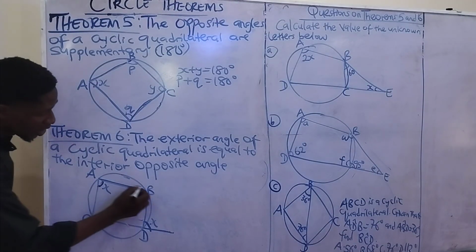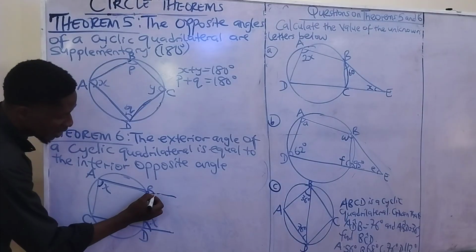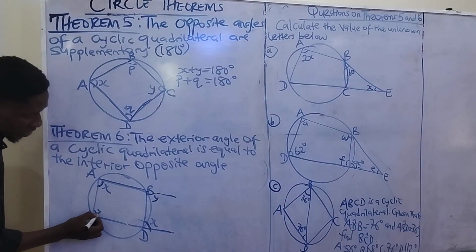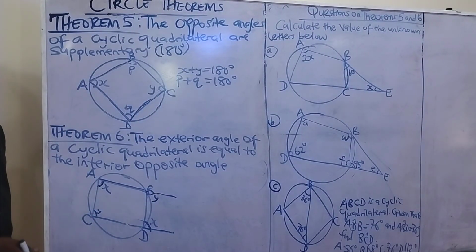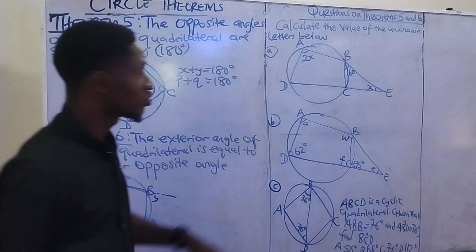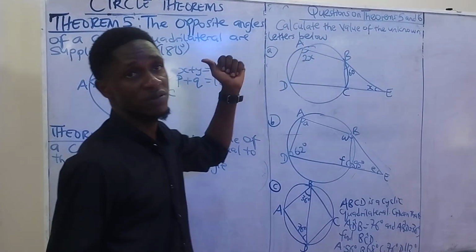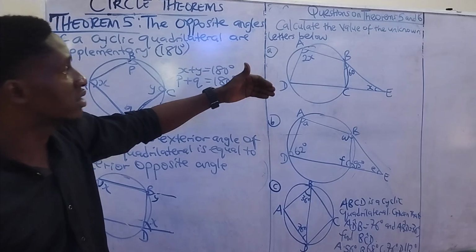Are you seeing that now? If we have another exterior angle here, any angle here is equal to this angle here. So that is what the theorem is talking about. So we have some questions here on theorems 5 and 6, so we'll apply it here.